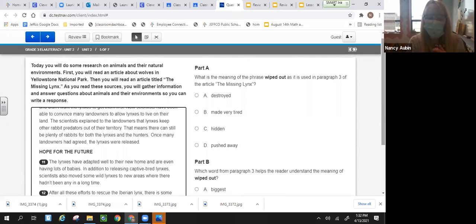The question is, what is the meaning of the phrase wiped out as it is used in paragraph 3 of the article, The Missing Lynx? Stand up if you and your partner said A, destroyed.